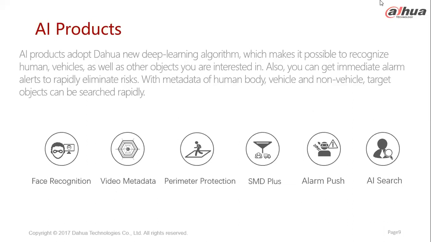So for the NVR, we have AI functions. The same way we have AI functions for the cameras, we have AI functions on the NVR. That's why at times you might do facial recognition on a camera and do facial recognition on an NVR. So we have AI functions like FR on NVR. We have functions like video metadata. So remember what video metadata is: classifications of objects based on their characteristics.